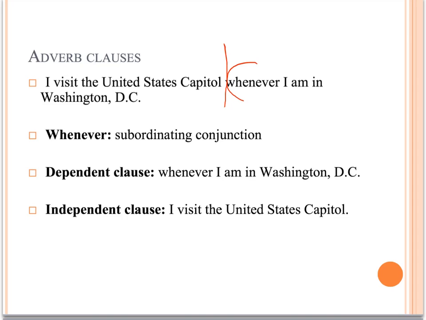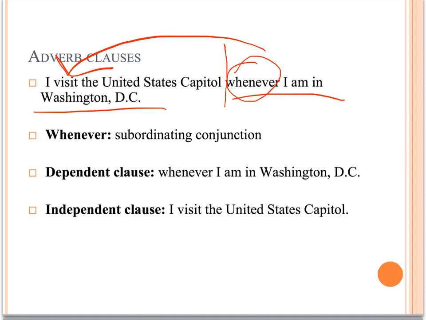This word whenever is our subordinating conjunction, which lets us know our next clause is going to be dependent. The subordinating conjunction will always be found at the beginning of the dependent clause. Because it uses a subordinating conjunction, right away we know it's going to be an adverb clause. But you can also ask yourself, when do you visit? And the answer is whenever I am in Washington, D.C. This clause modifies the verb visit.